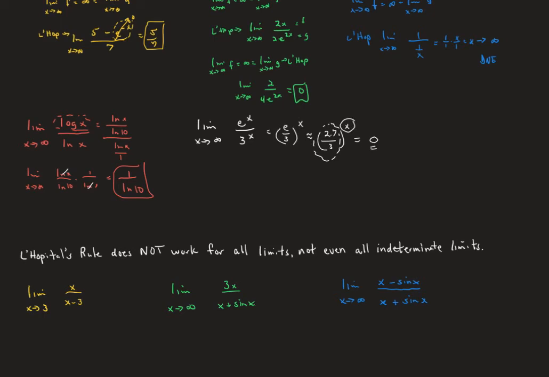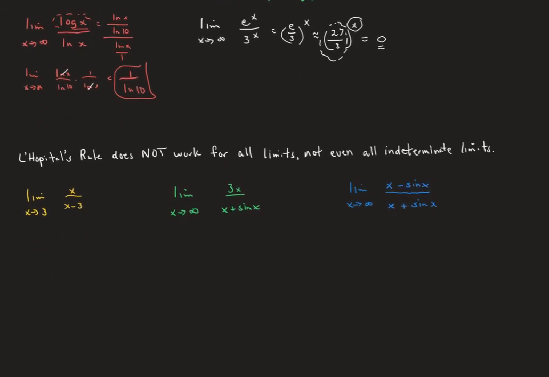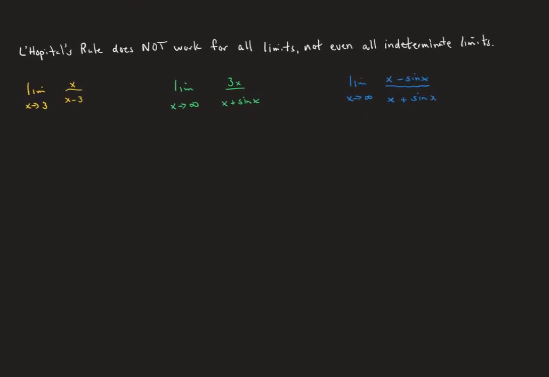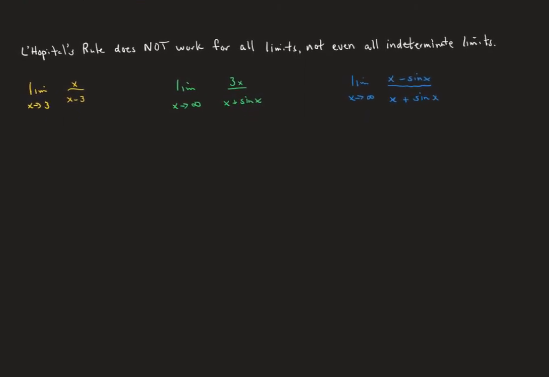Okay, now this next group is challenging because we're going to see that L'Hopital's rule does not work for all limits. It has to be in the right form, but even sometimes when it's in the right form, it's not going to work. So we're going to take a look at these. First, the yellow one. So here, as x goes to 3, if we direct substitute this in, remember we get 3 over 0. Now, we don't really mean we're plugging in 3 because the limit says what happens as we get close to 3.